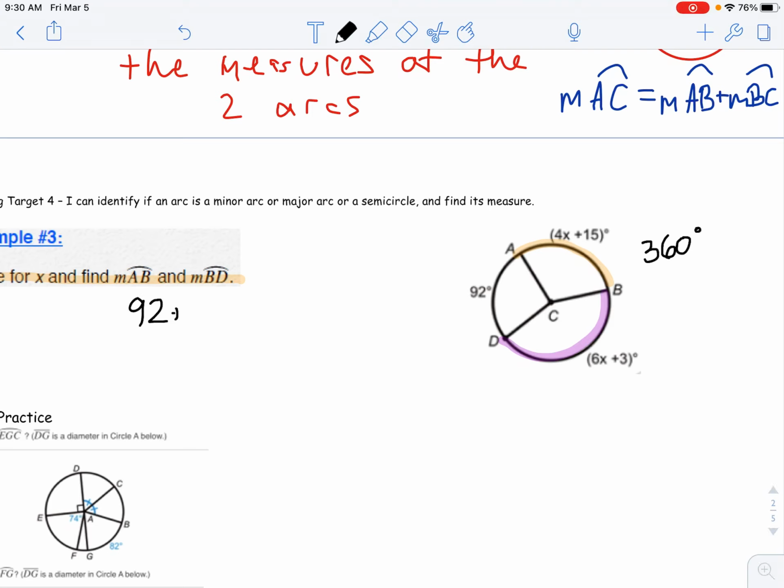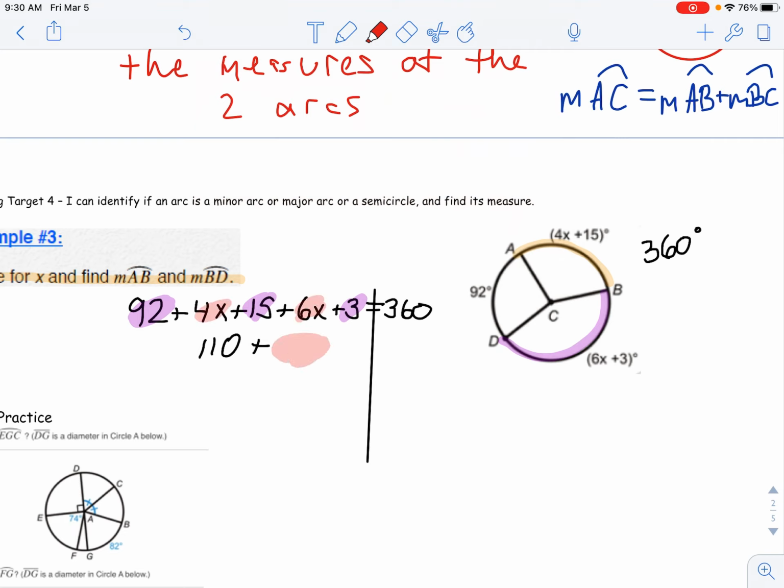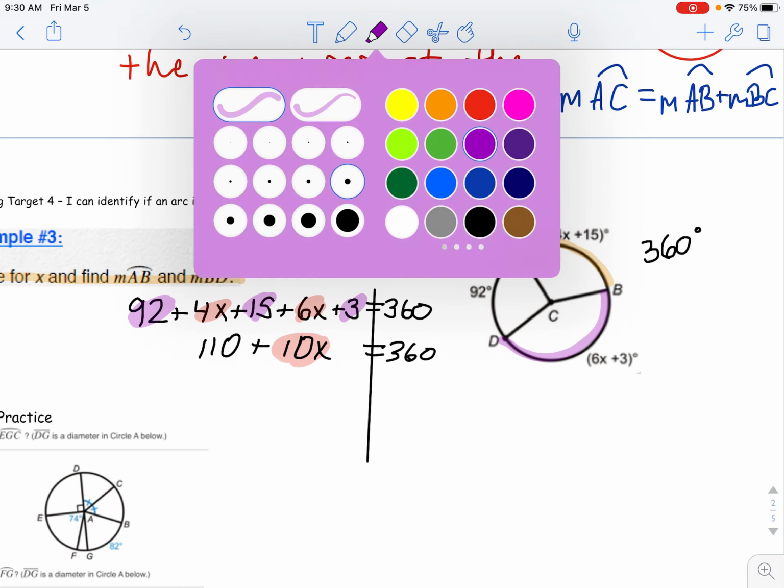All right, so I'm going to take each individual arc and add them together to equal 360. When I'm solving this equation, remember, I must combine like terms first. So I'm going to get 110 plus 10x equals 360. All I did was combine like terms.